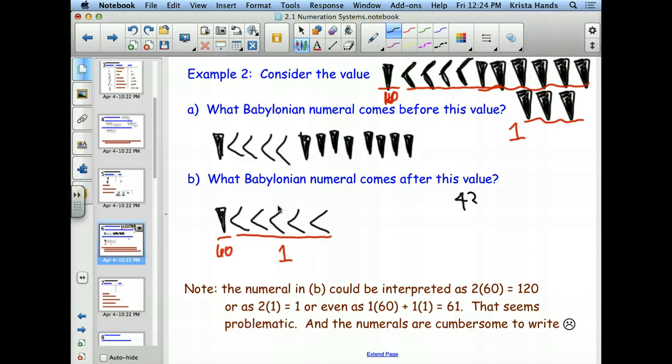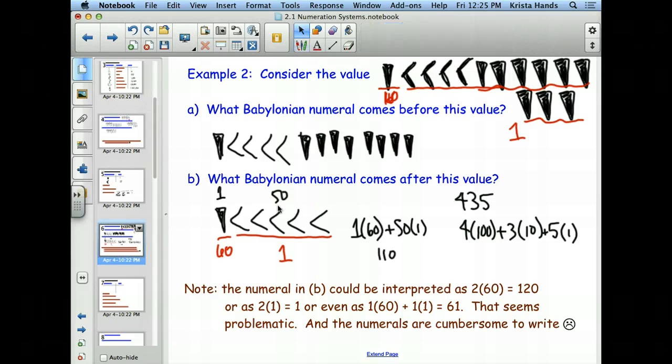So if we had 435 in our system, what we mean by that is 4 hundreds, 3 tens, and 5 ones. And we can think about it a lot like we count money, right? You can do the same thing with their system, except that you don't end up multiplying by 1, 10, and 100. You multiply by the powers of 60. So here, this value is the value of 1. This is 10, 20, 30, 40, 50 of them, right? Okay. So you'd have 1 sixty, and you'd have 50 ones. So this would actually be the value 110, or at least it could be.